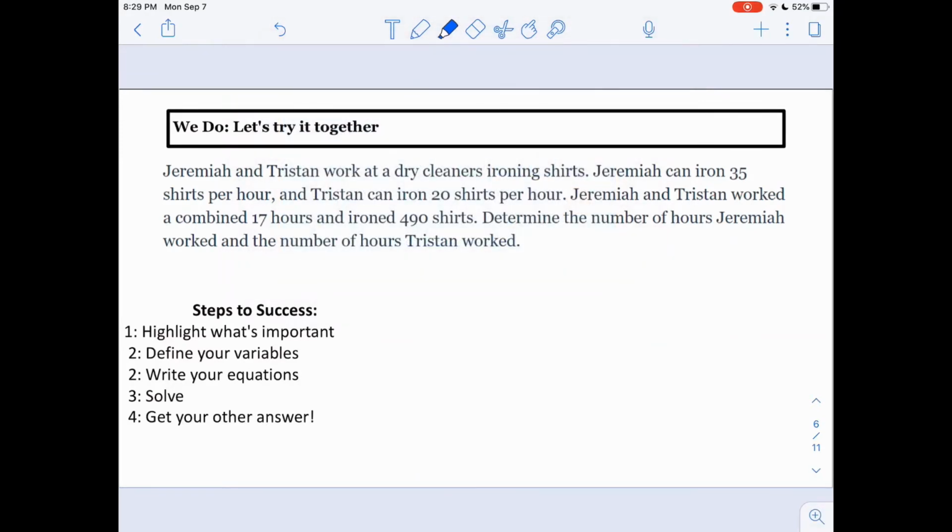You should have highlighted that Jeremiah can iron 35 shirts per hour. Tristan can iron 20 per hour. They worked a combined 17 hours, and their total number of shirts ironed was 490.